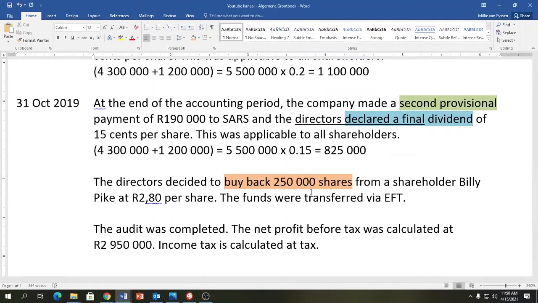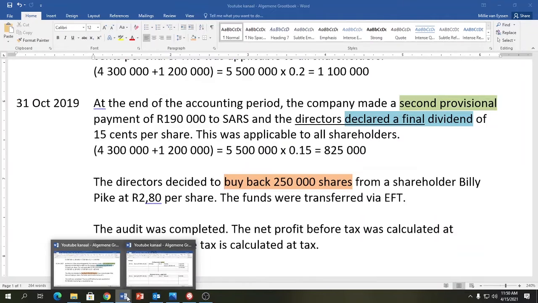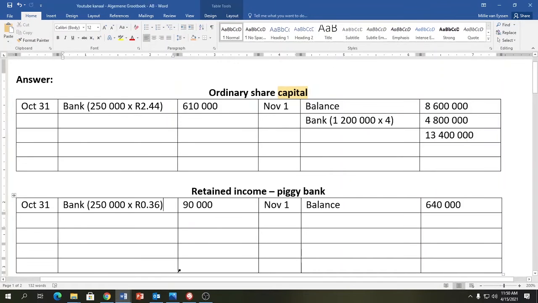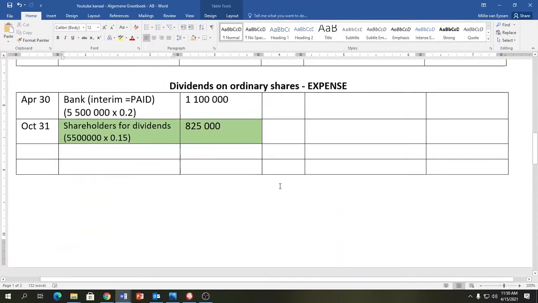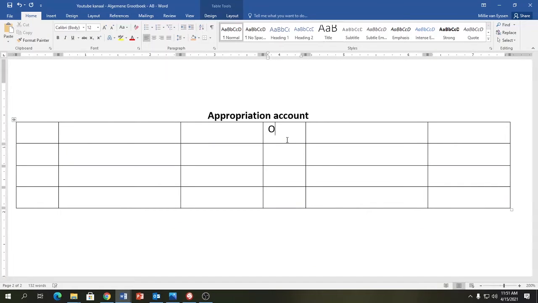Let's see what's left. That was the buyback. They completed the audit and the net profit before tax was calculated at 2,950 thousand rand. Let me just get it again. 2950. Net profit will be entered in my appropriation account. October 31st. I'm doing it again. 2950. Okay, so that's my net profit.